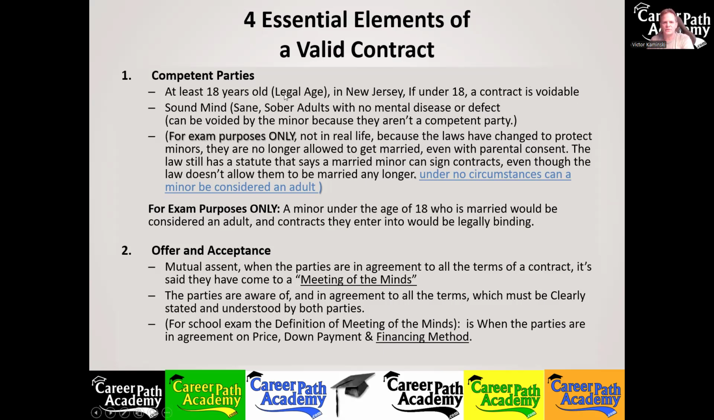So you've got to be at least 18 years of age or older to be of legal age in New Jersey. If under 18, the contract is voidable by the minor because they're not considered a competent party.